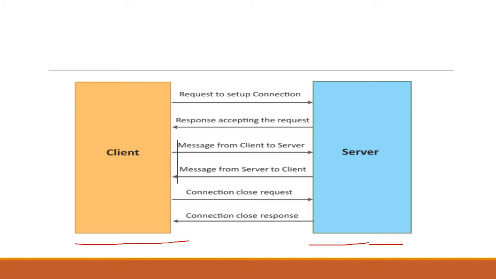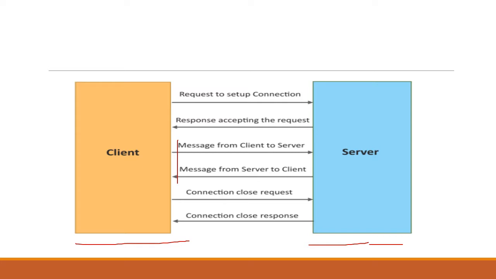Once the client and server are done with their conversation, the client will send a message saying that I don't have any data to send, so to save power I want to terminate the connection with you. A connection close request will be sent to the server, and the server will send an acknowledgement saying that I will end the connection with you. So this is how an exclusive pair communication model works.